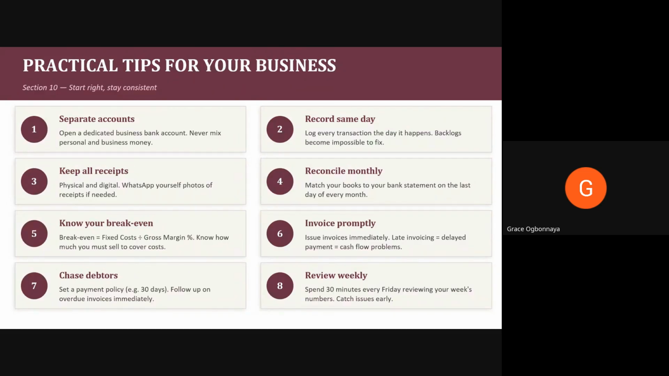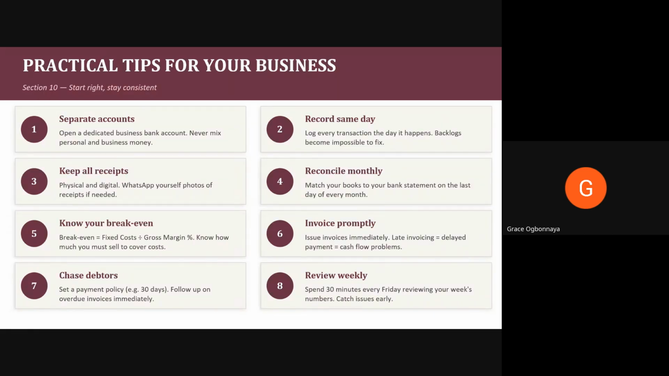Record the same day. Every day you make a transaction, I know we can be tired, but let's ensure we record the same day. And if the business is so big and you have an accountant, it's good to be checking every week. Put the person on their toes. Check the person every week, every day.